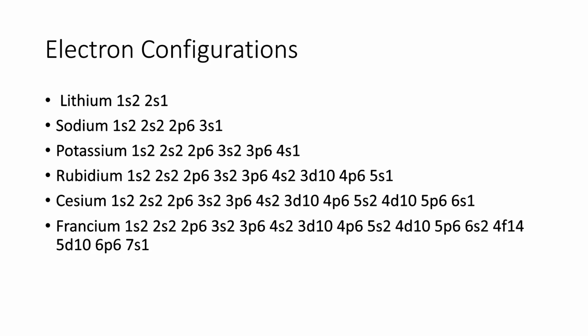Rubidium is 1s2, 2s2, 2p6, 3s2, 3p6, 4s2, 3d10, 4p6, 5s1. Cesium is 1s2, 2s2, 2p6, 3s2, 3p6, 4s2, 3d10, 4p6, 5s2, 4d10, 5p6, 6s1.